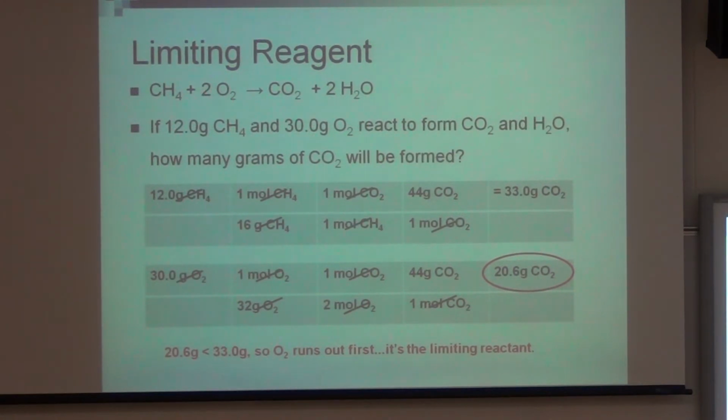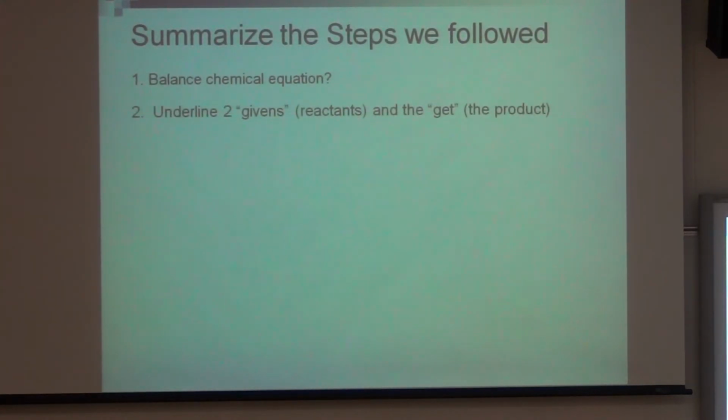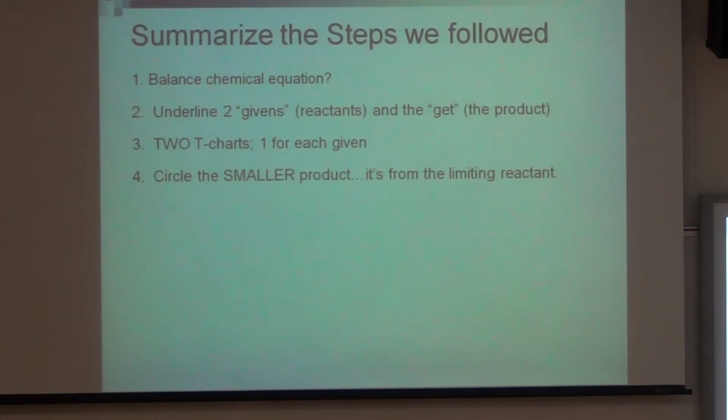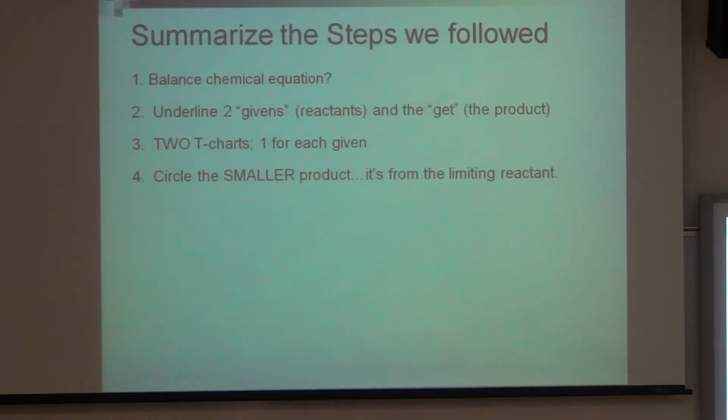Any questions so far? Again, this is ideally all stuff that you're pretty comfortable with and pretty familiar with. So again, we balance the chemical equation, underline 2 givens, and identify what you're solving for. Do 2 T-charts, 1 for each of them. Circle your smaller product and indicate what your limiting reactant was. And we're almost done. All we got left is percent yield.